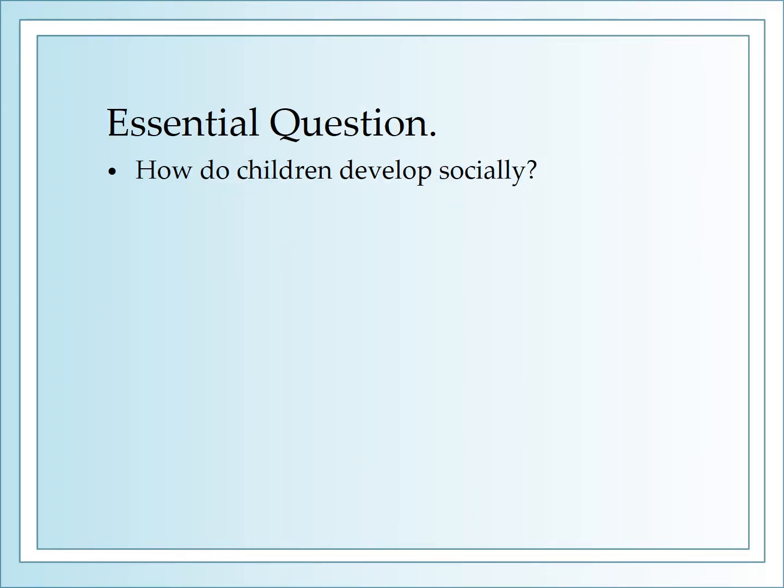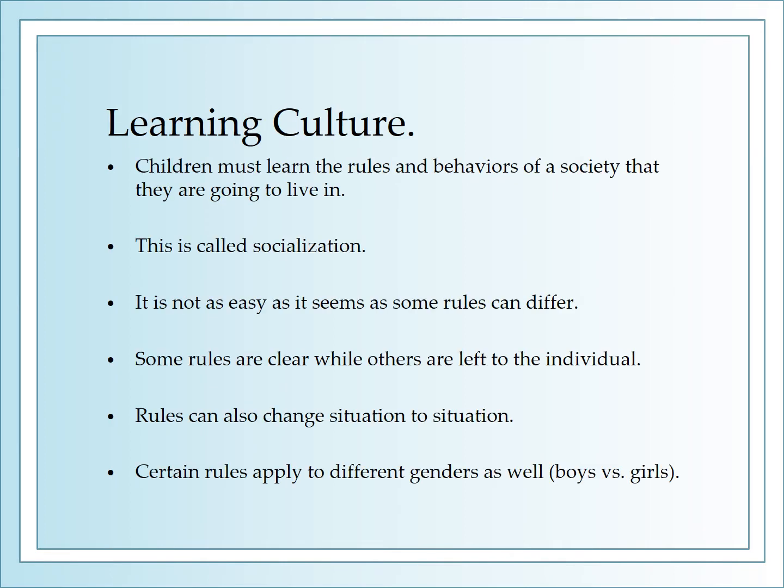So our central question: how do children develop socially? Children must learn the rules and behaviors of the society they are going to live in, and this is called socialization. Now, it's not as easy as it seems, as rules can differ. Some rules are clear, while others are left to the individual. Rules can also change situation to situation, and certain rules apply to different genders as well, such as we expect boys to be tough and not to cry, and we expect women or girls to be a little more emotional and sensitive. So there are certain social and cultural norms that we look at as well.